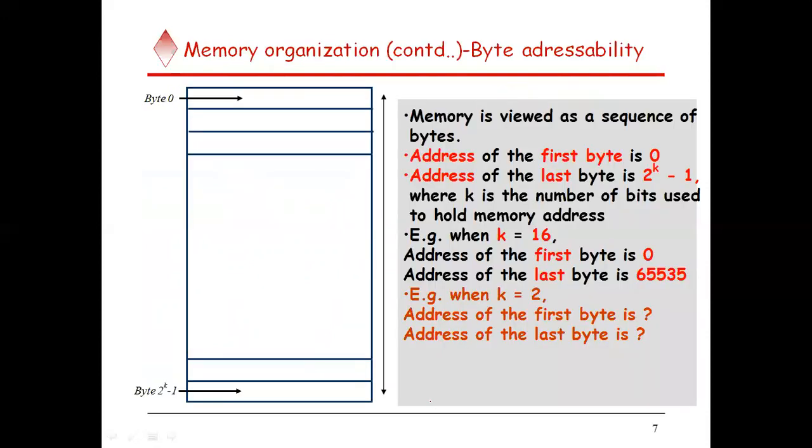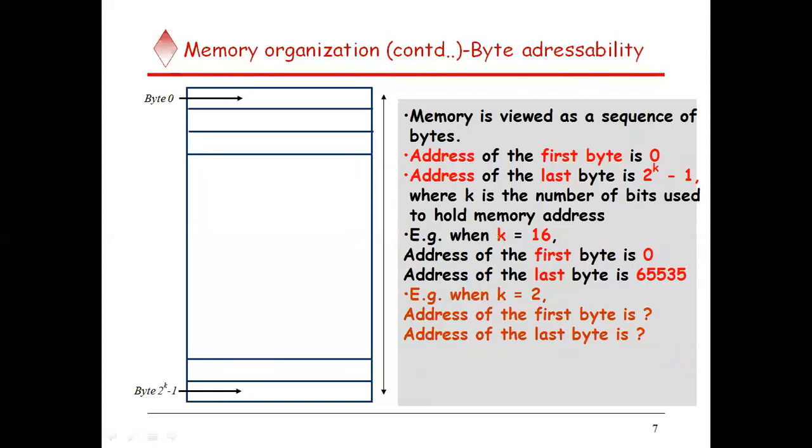See, this is called byte addressability. You can see the first byte is assigned an address. So this is byte 0 that has an address, then byte 1 has another address. In that way, how many memory locations do you have in total? 2 raised to k memory locations are there, so 2 raised to k minus 1 will be the last byte address.